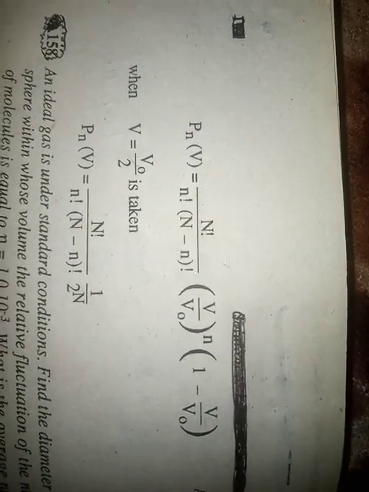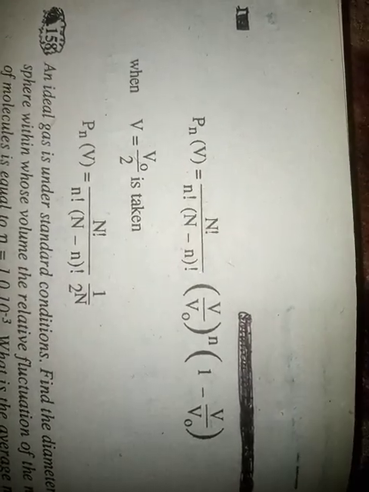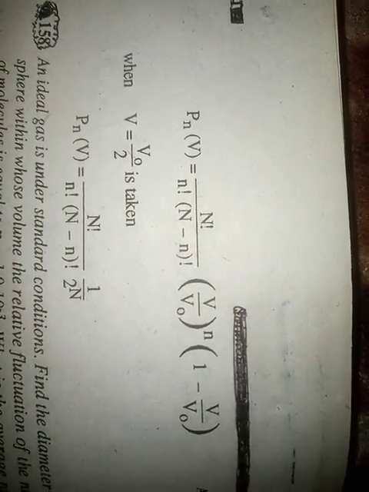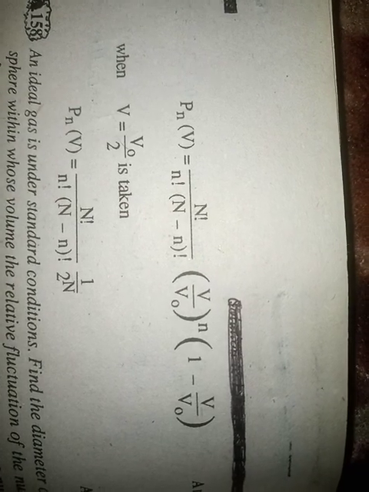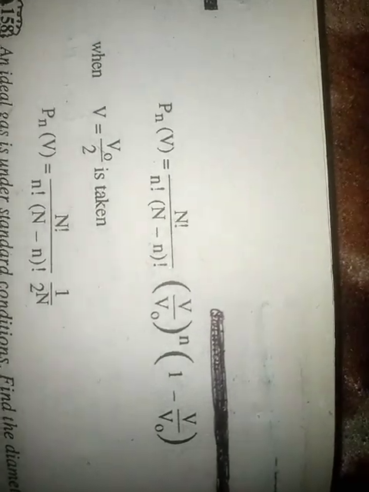P_n(V) equals N factorial by n factorial into (N minus n) factorial into (V by V0) to the power n into (1 minus V by V0) to the power N minus n. When V equals V0 by 2 is taken, we have P_n(V) equals N factorial divided by n factorial into (N minus n) factorial into (1 by 2) to the power N.